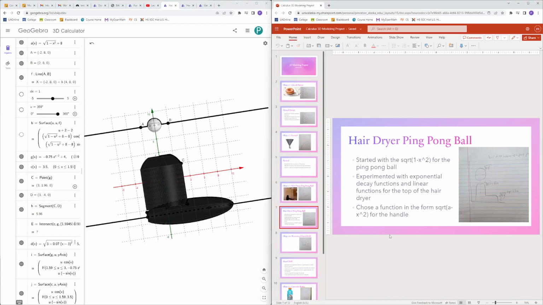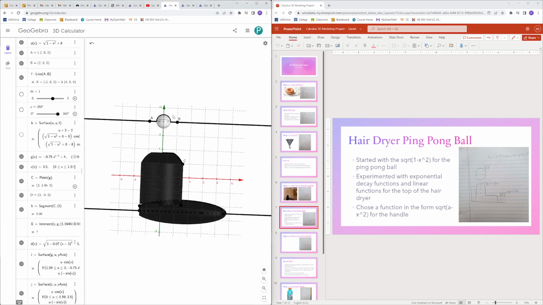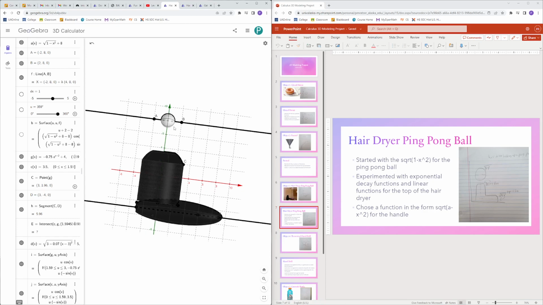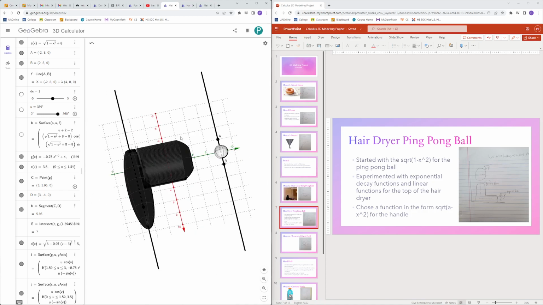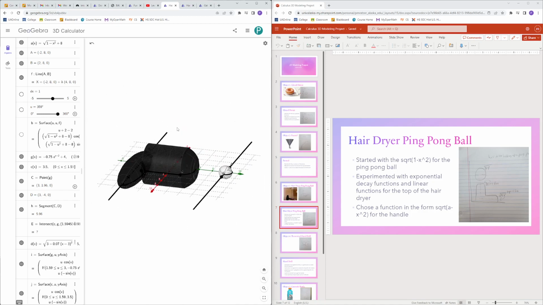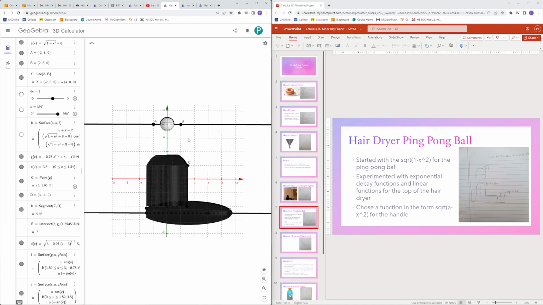So for this one, I decided to start with the function right here, square root of 1 minus x squared plus 8. Plus 8 just for the height above the x-axis. And I mapped that around a line, and that creates this ball. It's very laggy here, so I can't really zoom in and show, but I can rotate, and it creates a little white ball. Looks like a ping pong ball.